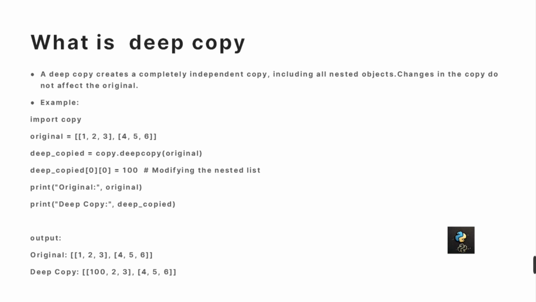Now we are going to change the element at position 0 of 0 of deep_copied to 100. After printing the original list and the deep copied list, you can see the original list remains constant and the deep copied list changes from 0 to 100, because by using deep copy it creates a completely independent copy of that original list.